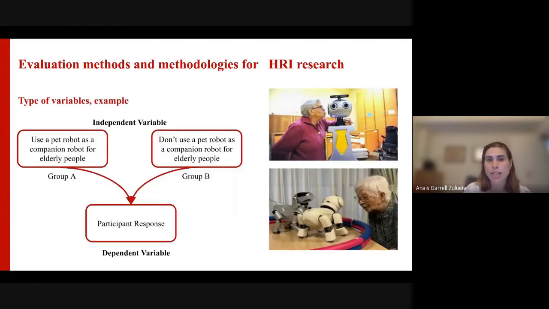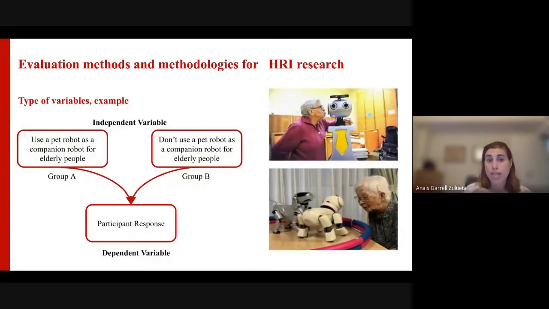Okay, let's see an example. Imagine that we have these elderly people that are interacting with these companion robots. So my independent variable is the use or not the use of those robots. Okay, this is my independent variable. And the dependent variable will be the participant's response. Okay, it could be the acceptability of the robot, the times that people interact with the robot.